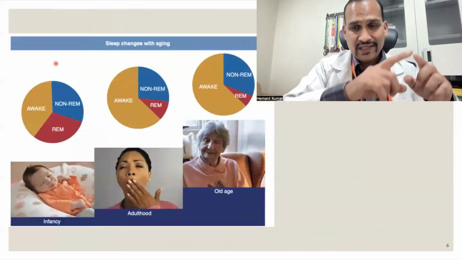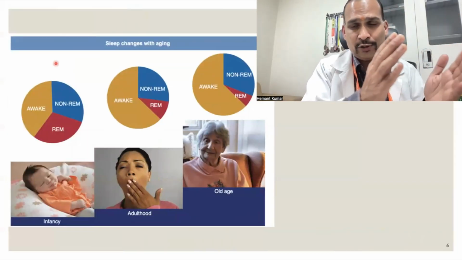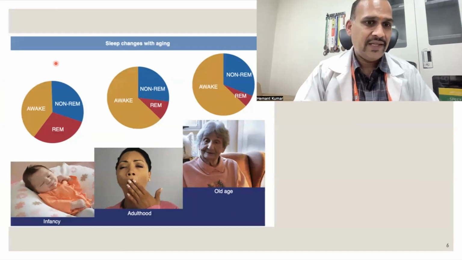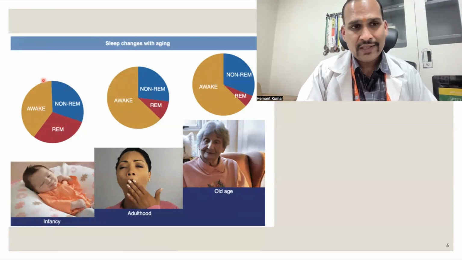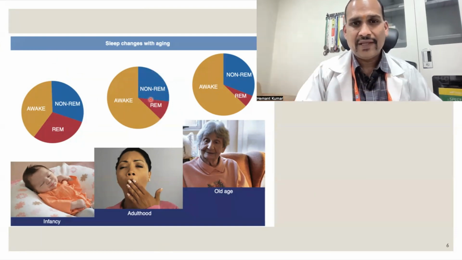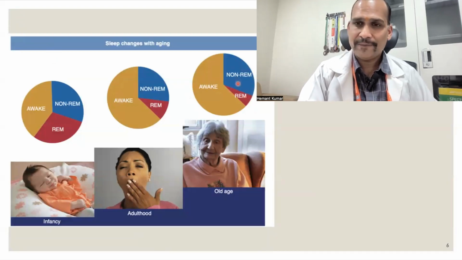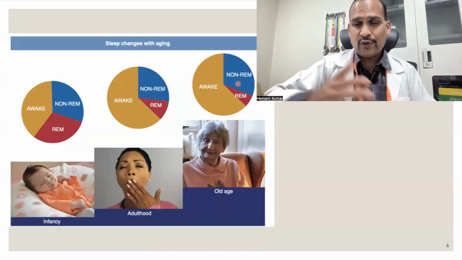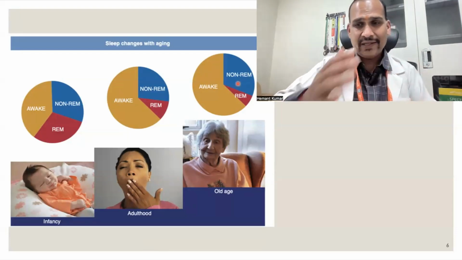This stage of sleep also changes with age. If the patient is a newborn, 24 hours is divided equally into awake, non-REM and REM. As age progresses, the sleep part gets reduced. Within sleep, REM is reduced while non-REM is maintained. In old age, REM is further reduced and non-REM is almost the same. So as age progresses, REM sleep decreases.